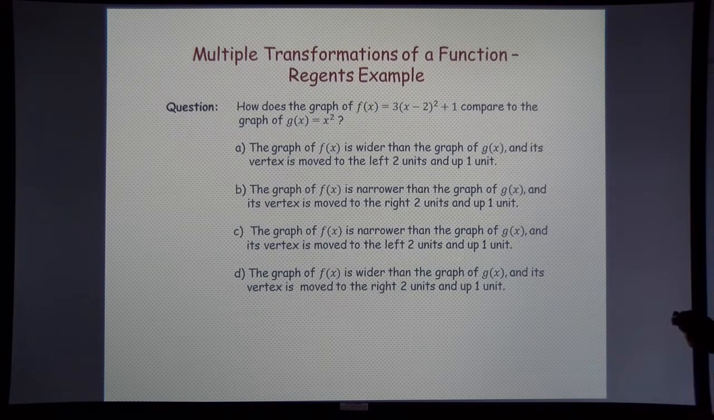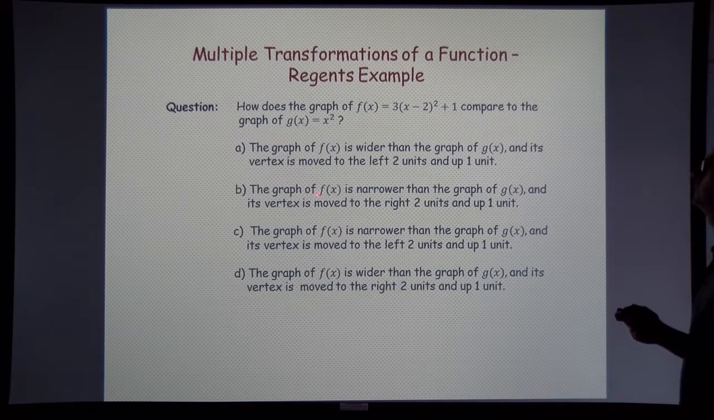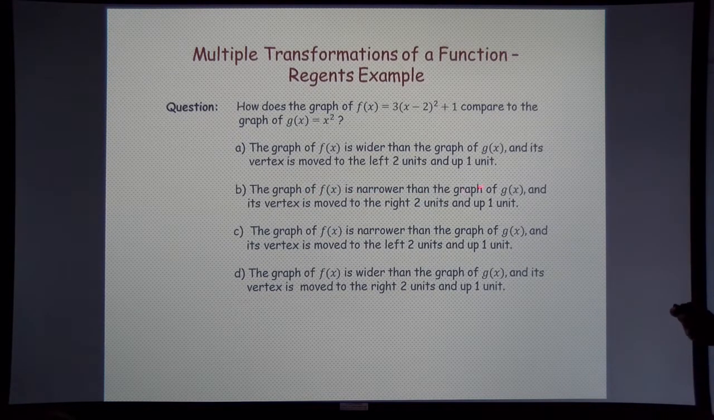So what do we come up with as an answer? Choice B? Very good. Choice B. The graph of f of x is going to be narrower than the graph of g of x, and its vertex is moved to the right 2 units and up 1 unit.